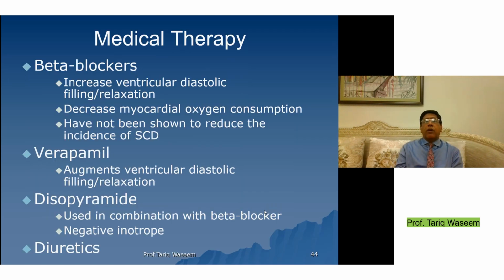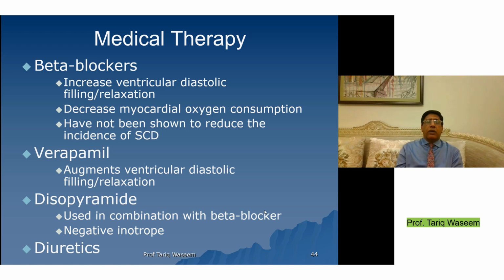So, beta blockers increase the ventricular diastolic filling and relaxation. In hypertrophic cardiomyopathy they are useful and remain the mainstay of treatment. They also decrease myocardial oxygen consumption, but they have not shown any benefit in reducing the incidence of sudden cardiac death. Verapamil augments ventricular diastolic filling and is considered a good drug for treating these patients. Disopyramide is used in combination with beta blockers, and it would of course reduce the risk of arrhythmia, but at the cost of being negative inotropic.